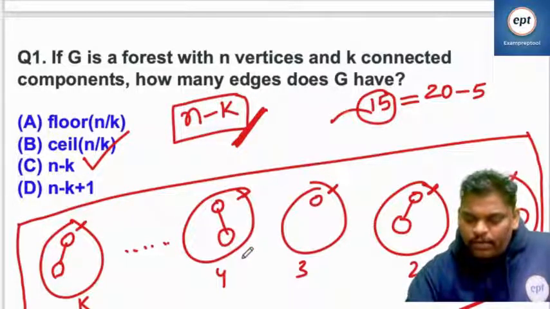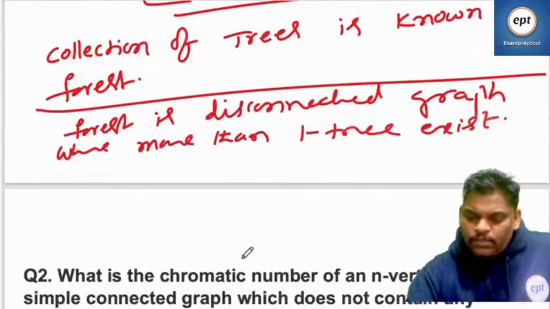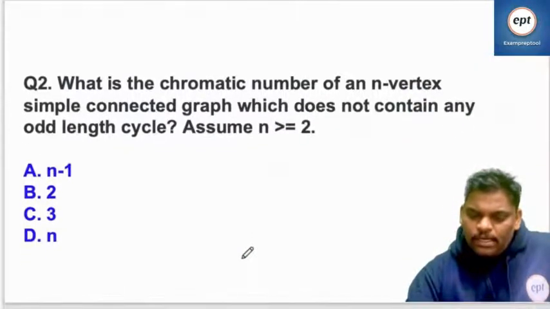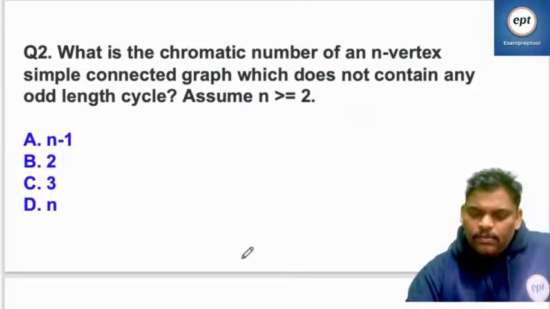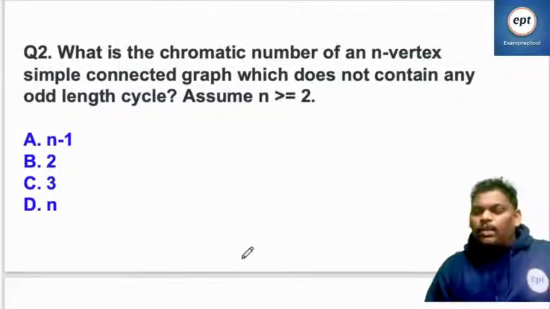Right, perfect. Now let's go to next. Yeah, what is the answer of this? Problem number 2. Any doubt there? Please let me know.